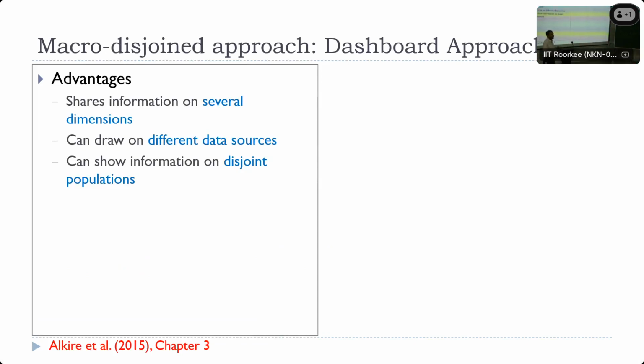Now, what are the advantages? You can have information of as many dimensions as possible. You can draw information from different data sources. GDP can come from national accounts. Your mortality rate can come from administrative data or whatever. You do not need just one data set. That's the benefit. You can just report those data. And of course, you can show information with this joint population. There is no issue of generating weights and everything. Very good. You just leave them there.